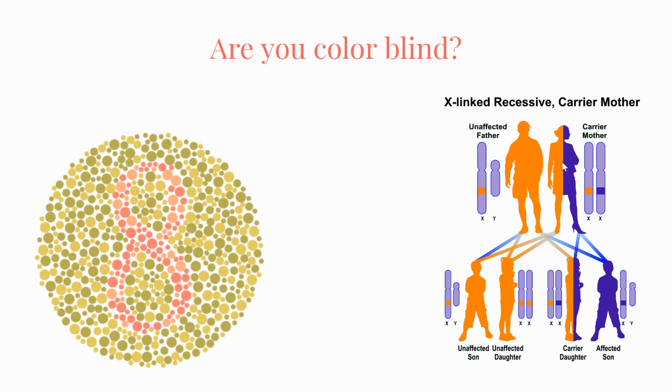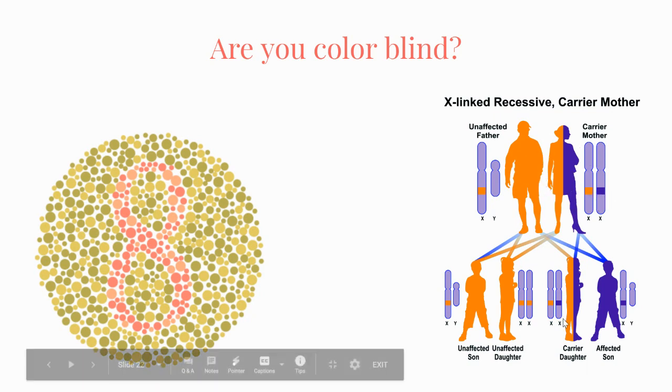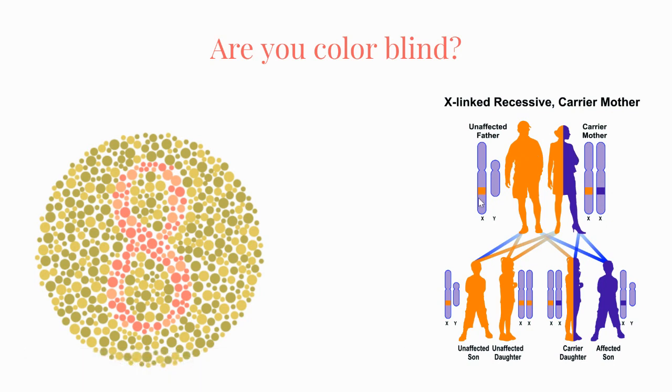So right here, the mom is a carrier. She carries it on her X chromosome. She gives it to her daughter. However, she didn't give anything to her son because he got her purple X. Right here, the dad has only one allele, but because the dad has only one X chromosome, the colorblindness shows up.